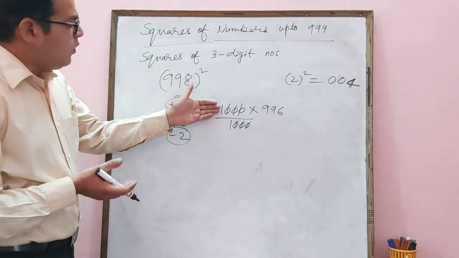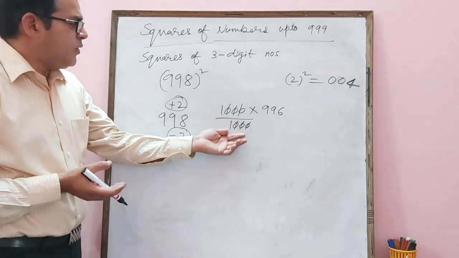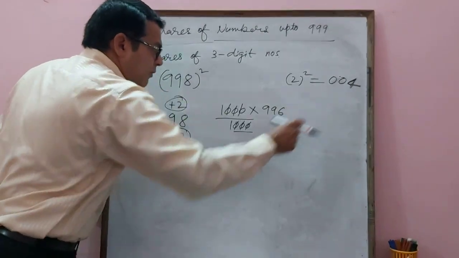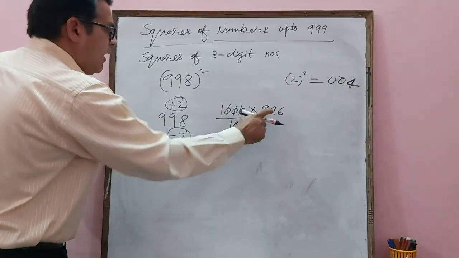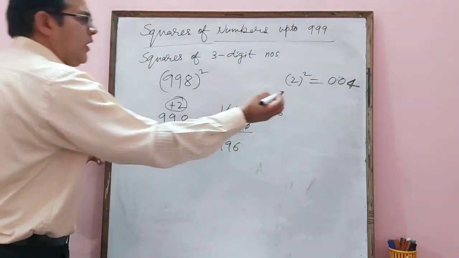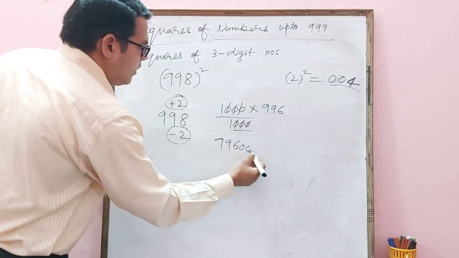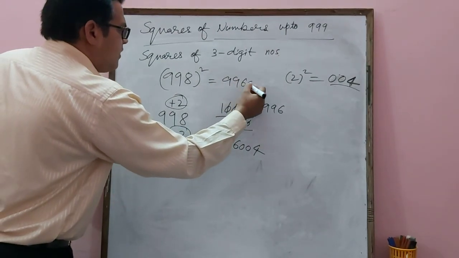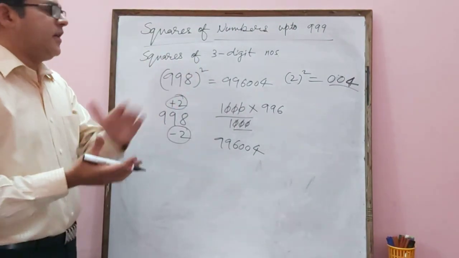To remove zeros, you divide by the number of zeros. That number of zeros you have, that many digits you take from the square. Right? So if you multiply 996 by 1, we have 996 only. And 3 digits we will use from this square of 2. So 3 digits we have there: 0, 0 and 4. So this is 9, 9, 6, 0, 0 and 4. So this is the square of 998.